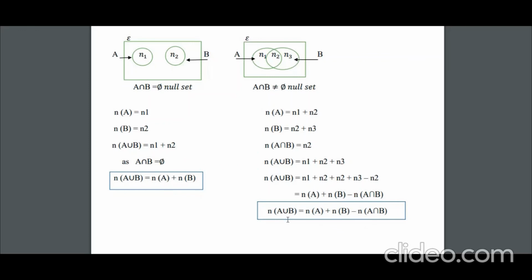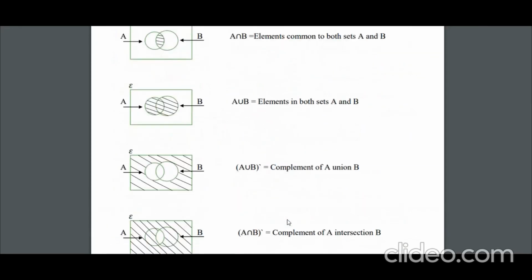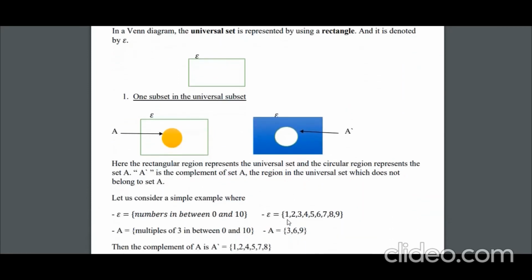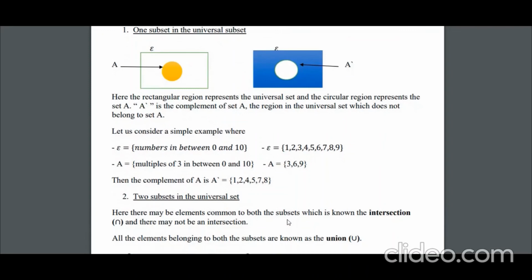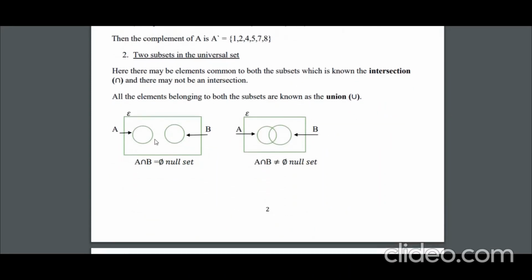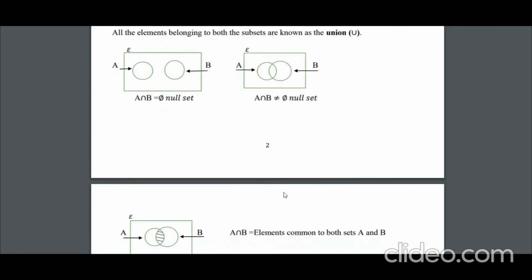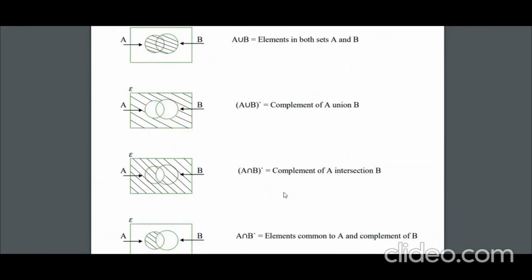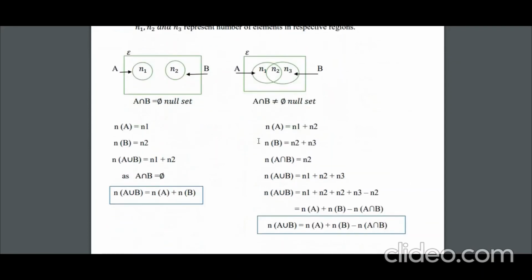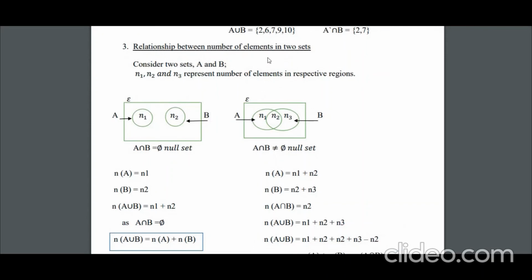So let's recap what we've learned at this particular point. We looked at the regions, the universal set, the complements, and there are these types of sets where the intersection could be null, or the intersection could be not null. We looked at regions of the Venn diagram and how they correspond. We looked at a small example, and finally we came up with this particular general form to get the relationship between the number of elements in two sets.